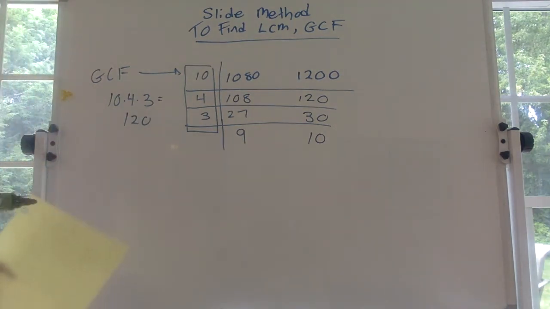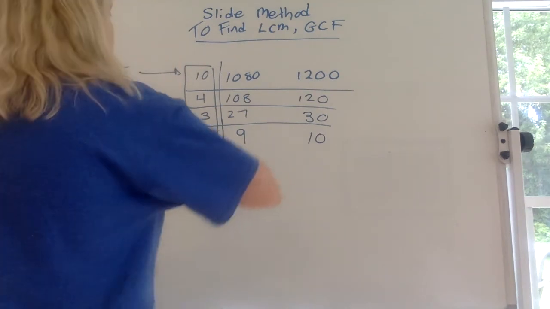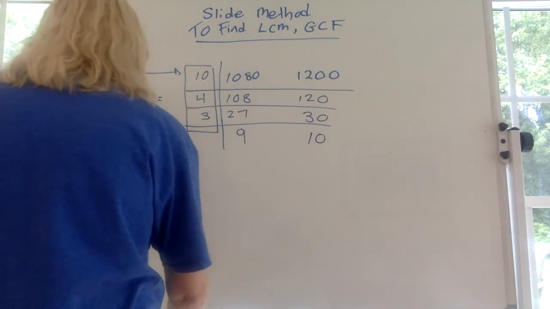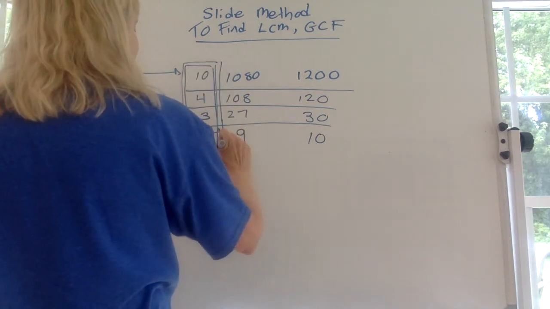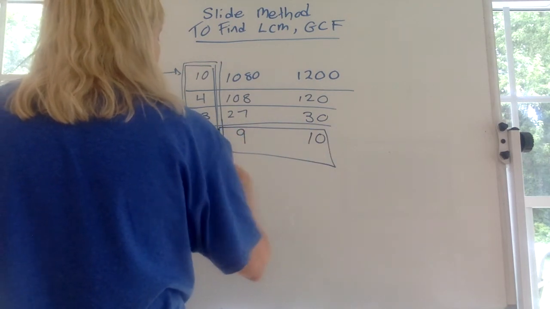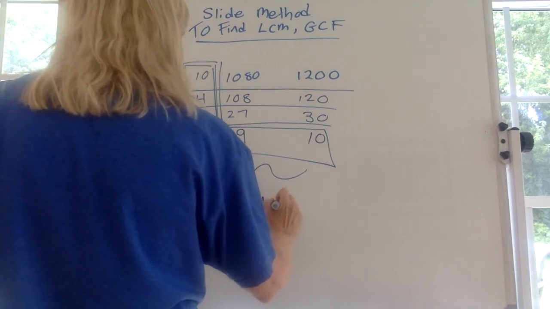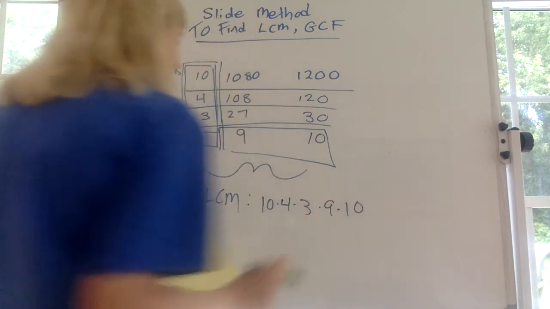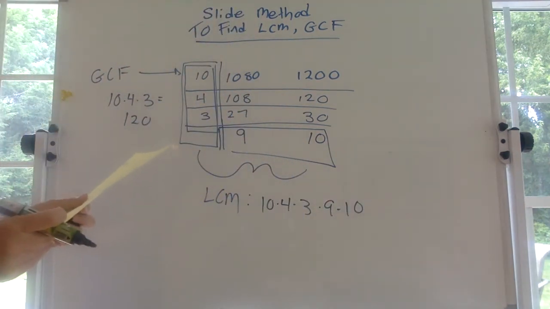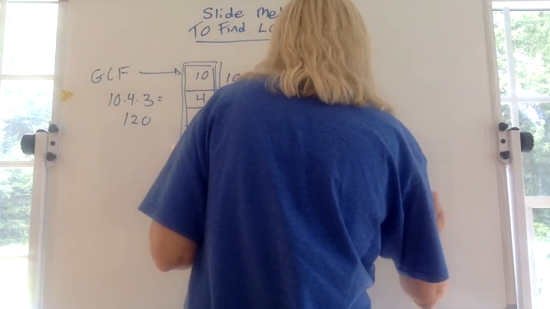To find the LCM, least common multiple, guess what you do for those? You take the first column and the last row. So for the LCM, you multiply 10 times 4 times 3, but also the last row, times 9 times 10. So that's 120 times 90. So I think it's 10,800.